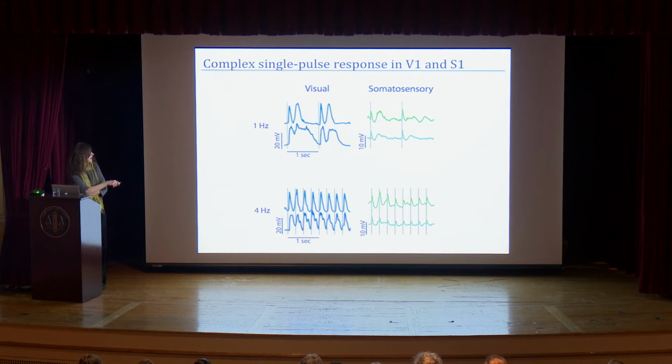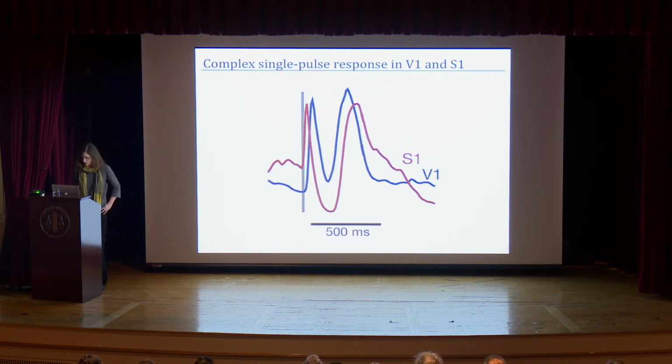So as a response to each one of these pulses, you don't see a nice clean response. You see this very extended waveform in the voltage that has this double peak. That's true also in somatosensory cortex. When you stimulate a little bit faster, you don't see that anymore. But look at the time scale of this. This is a response that's going on for 500 milliseconds, so it's really very long.